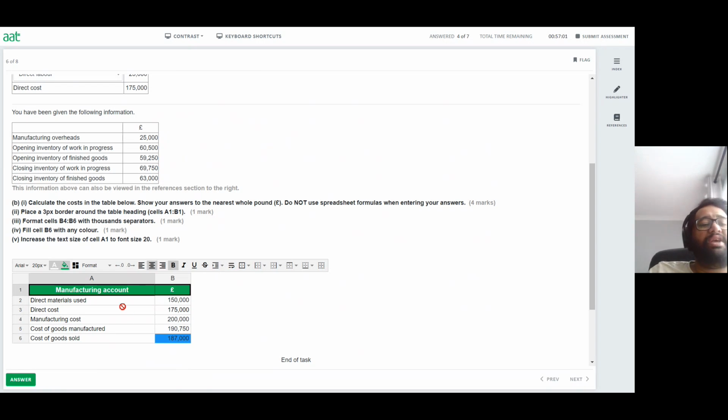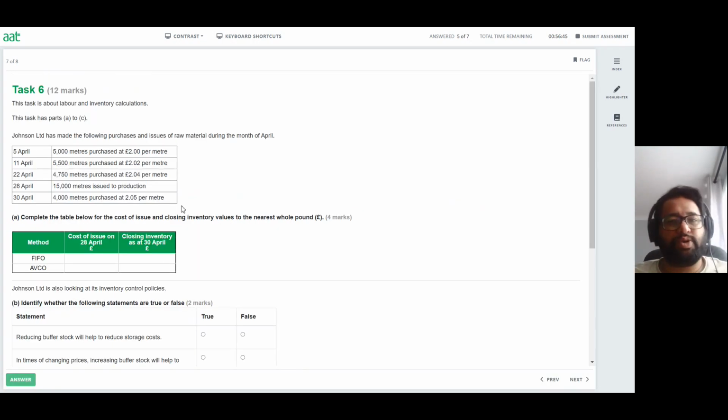Okay, so everything asked of us, we have done it. We have done the border. We have done the formatting of these three cells with the 1000 separator, and we also filled B6 with a new color, and then we increased the size. Here. Let's move on to the next question.